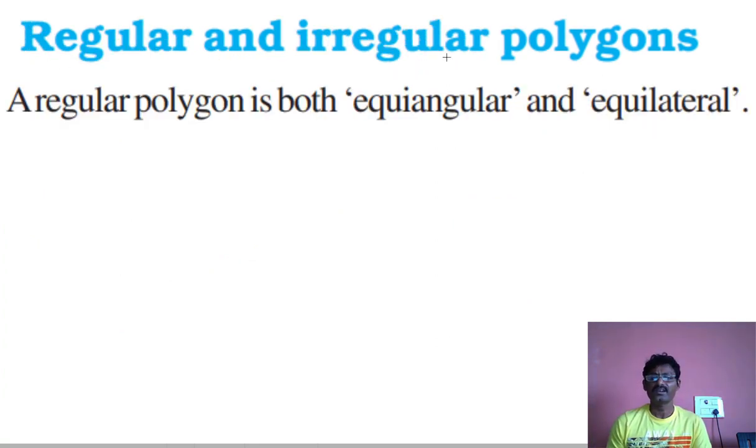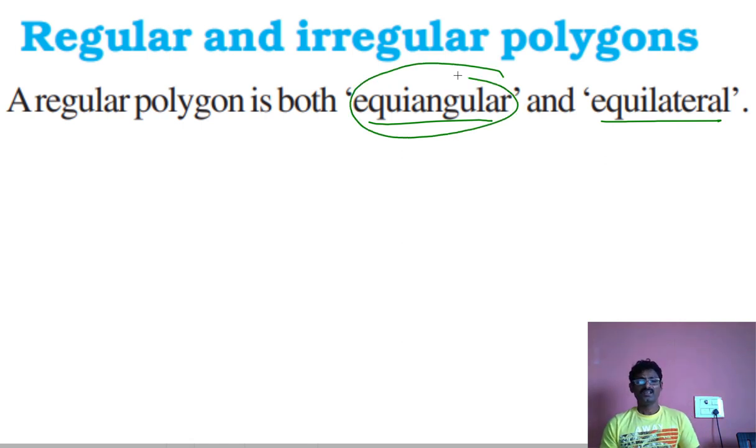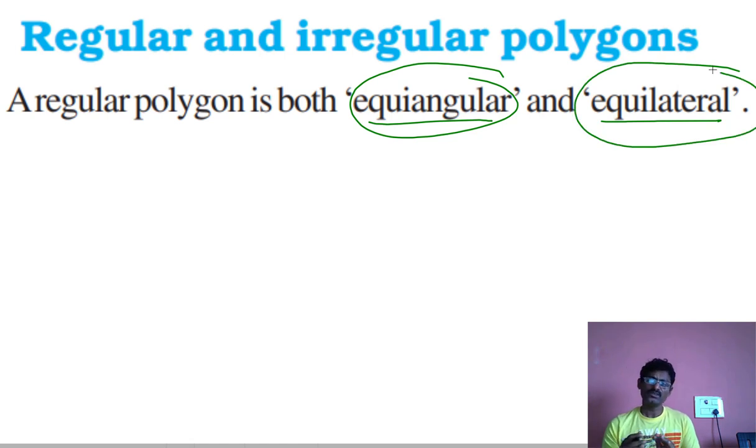Next, regular and irregular polygons. A regular polygon is both equiangular and equilateral. Equiangular means a polygon in which all the interior angles are the same. That is what we say equiangular. Equilateral means a polygon in which all the sides are equal. That means lengths of all the sides are equal. If both happen, then that is said to be a regular polygon.